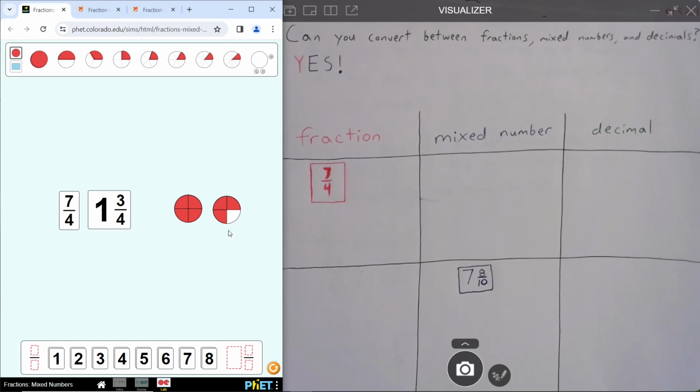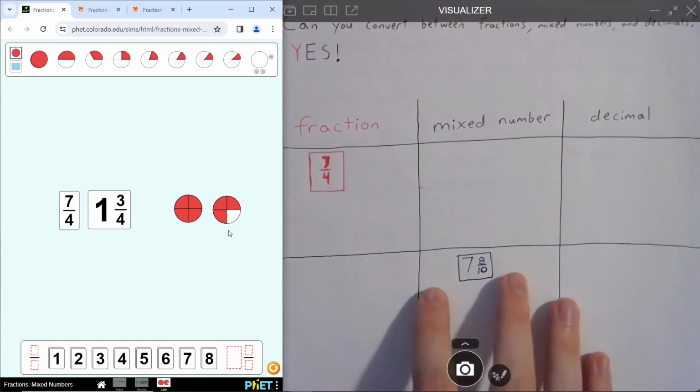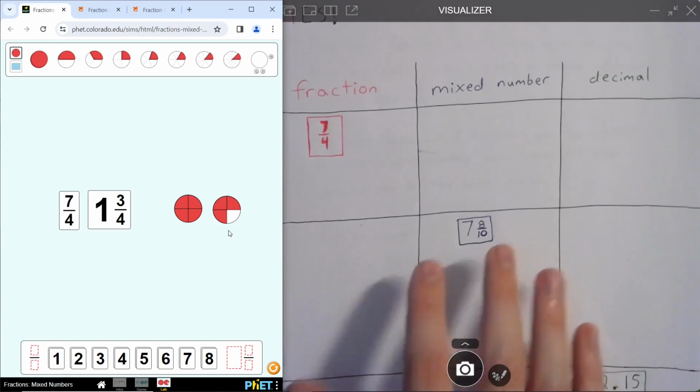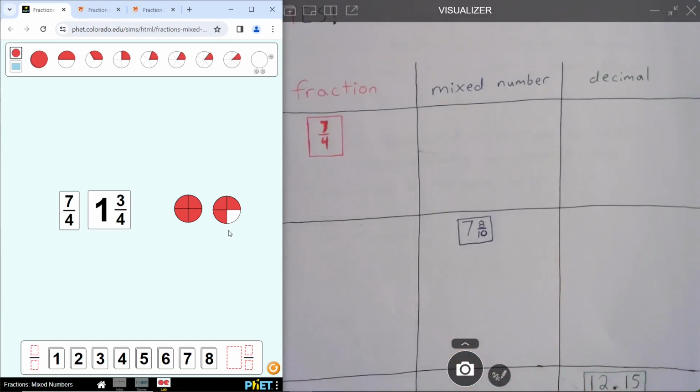Now, how do we go and show that mathematically? Well, I have a chart here, and if you would like to, you could always pause the video and follow along. And this chart breaks it down into how, if you're given a fraction, you turn that into a mixed number and decimal, how if you're given a mixed number, you turn that into a fraction and decimal, and how if you're given a decimal, you turn that into a fraction and mixed number. So let's start with the first one, 7/4, which I've shown you on the other side.